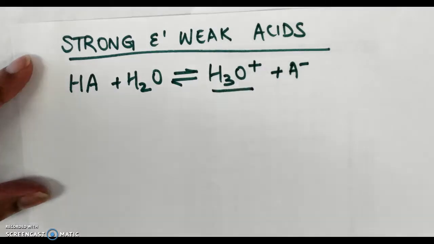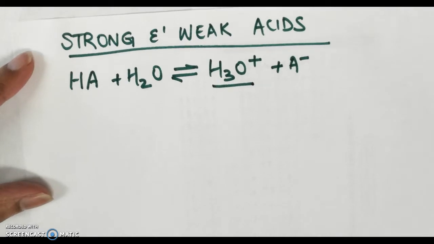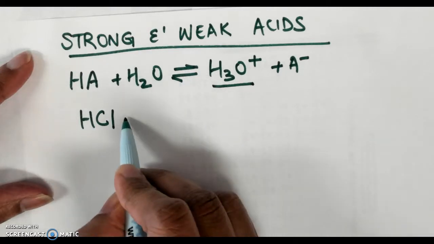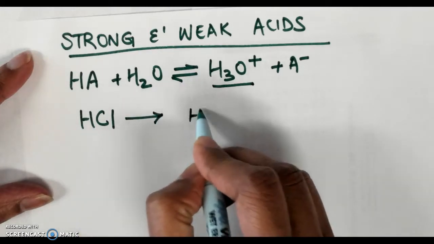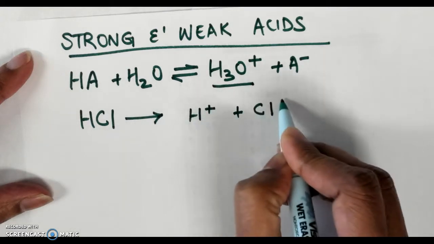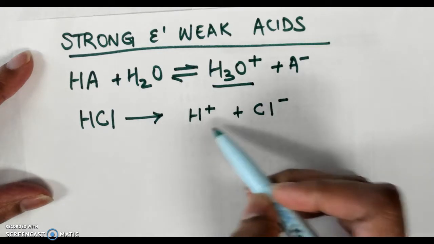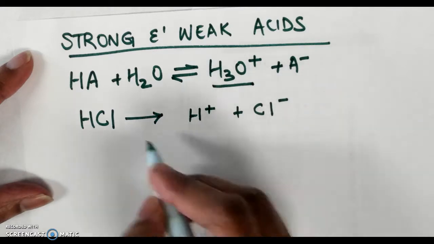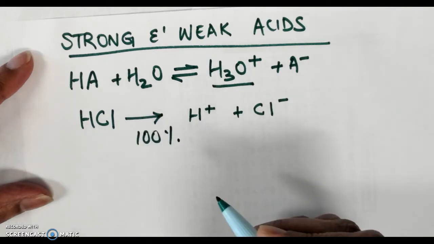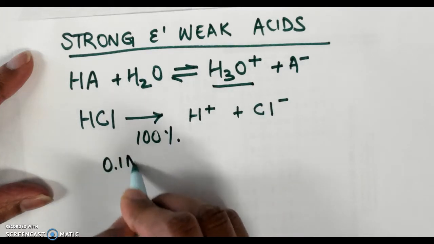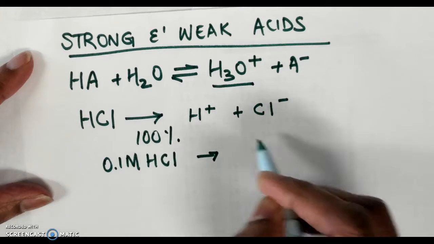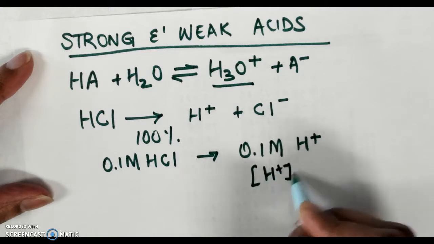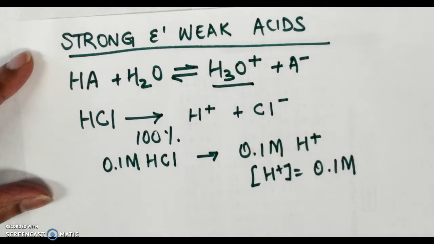hydronium ion, right? So in the case of a strong acid, for example HCl, this ionization really happens in one direction, meaning this dissociates completely into anion and cation. The chances of these two ions combining back to HCl is close to none. So this is considered to be a 100% ionization, which means if I had 0.1 molar HCl, that would give me close to 0.1 molar H plus ions as well. So the concentration of H plus would be equal to 0.1 molar as well.